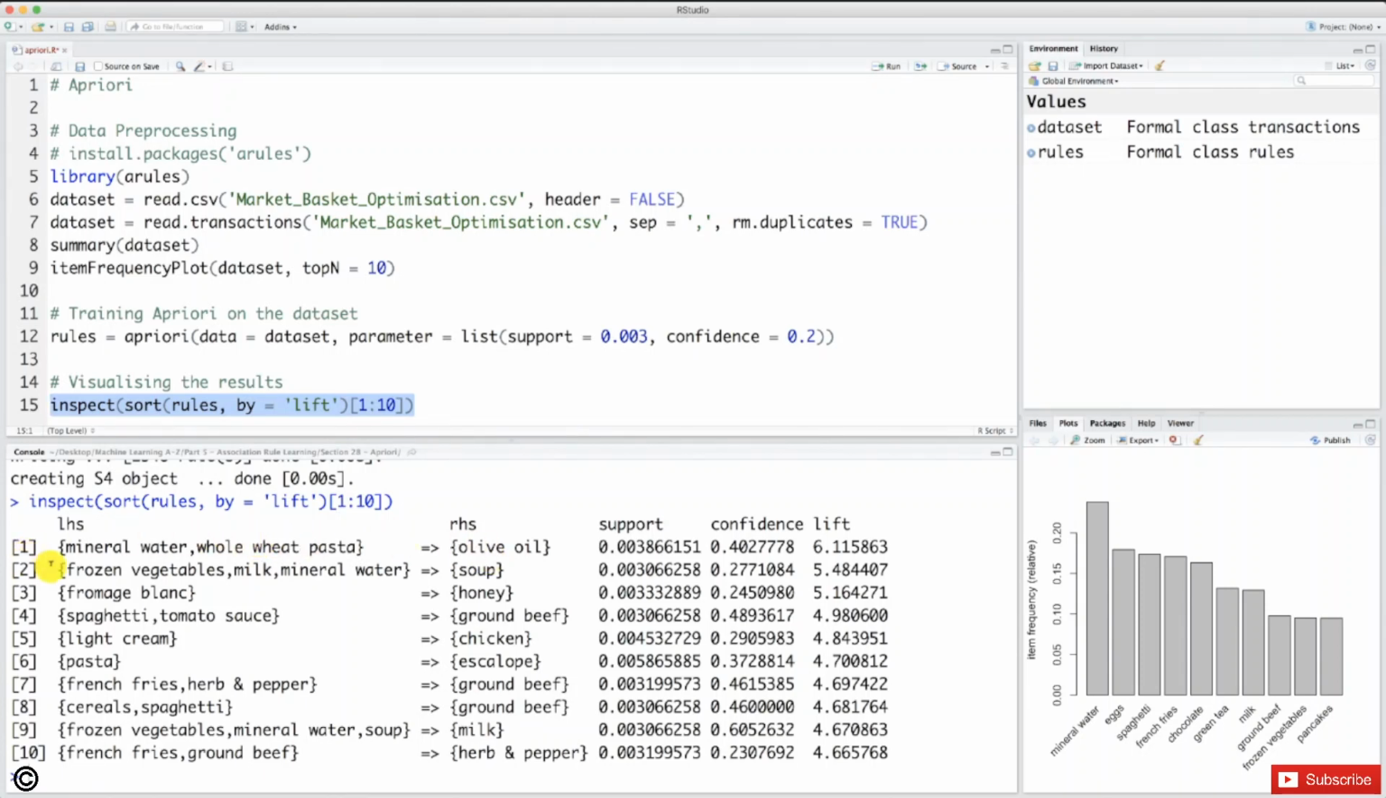Okay, then the second rule is if people buy frozen vegetables, milk, mineral water, then they will buy soup in 27% of the cases. Again, this is a rule that actually makes sense, still related to the need of having healthy meals, and milk can go quite well with soup. Well, I know this is the case for French people. French people do tend to put some milk in their soup.